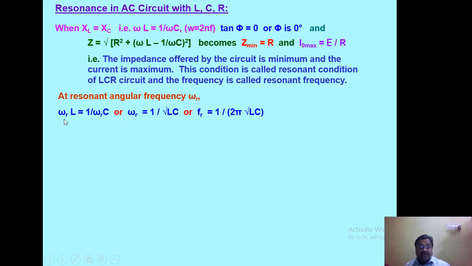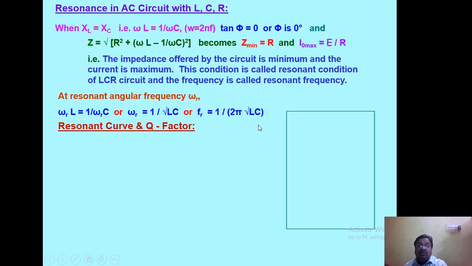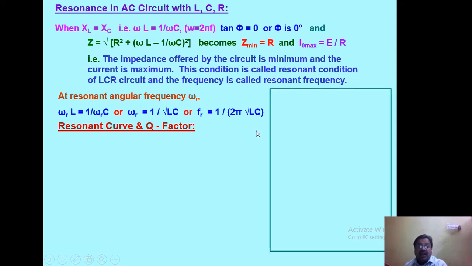Solving this equation, what is omega R? Omega R means 2 pi FR, as I told you already. So put omega R equal to 2 pi FR, solve it, and you will get FR equals 1 divided by 2 pi into square root of LC. This is the expression for resonant frequency. From this, a problem may be asked where L and C are given and we are asked to calculate the resonant frequency. Now let us discuss the resonant curve and Q factor.